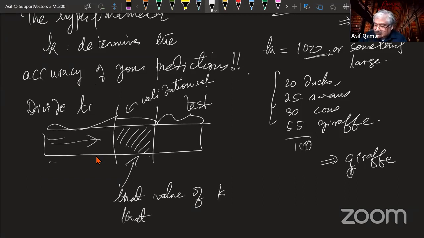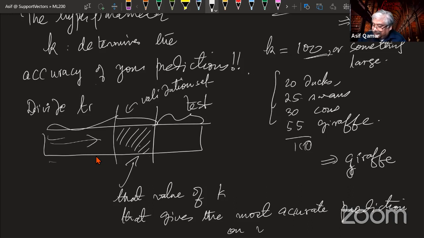that value of K that gives the most accurate prediction on the validation set. And of course, later on the test set. Does this make sense, guys? What you do is, while learning, you keep some data aside, and you use that data to validate which value of K.